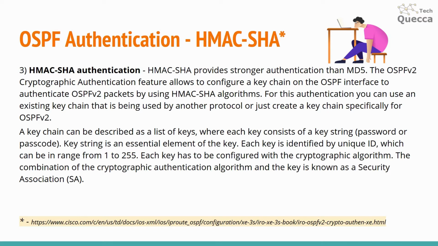A keychain can be described as a list of keys, where each key consists of a key string, password, or passcode. Key string is an essential element of the key. Each key is identified by a unique ID, which can be in range from 1 to 255. Each key has to be configured with the cryptographic algorithm. The combination of the cryptographic authentication algorithm and the key is known as a security association.